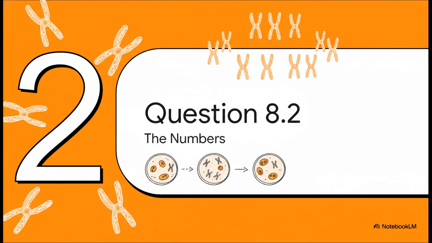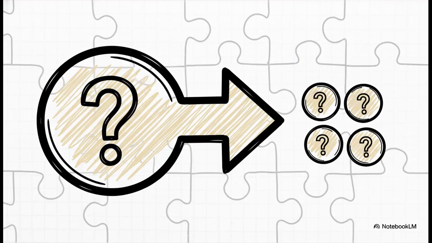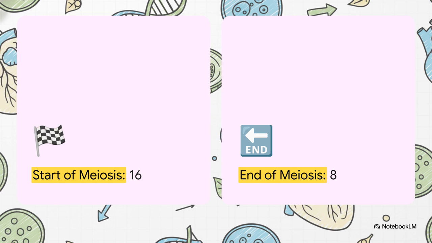Okay, let's keep it moving and see how this builds. Question 8.2 shifts gears from the order of events to the numbers, specifically the number of chromosomes. So the puzzle was this. You had to state the number of chromosomes in the cell right at the start of meiosis, and then the number in each cell at the very end. This is a classic test of a really fundamental concept. And there you have it, 16 at the start, 8 at the end. This perfectly shows why meiosis is often called a reduction division. It literally reduces the chromosome number by half, getting the cell ready for fertilization.